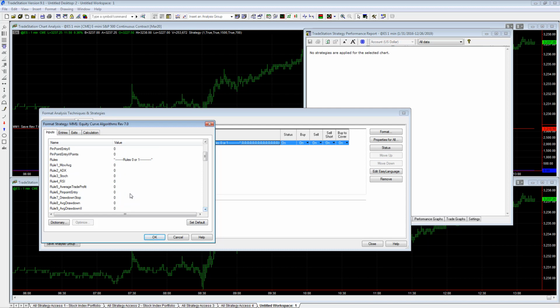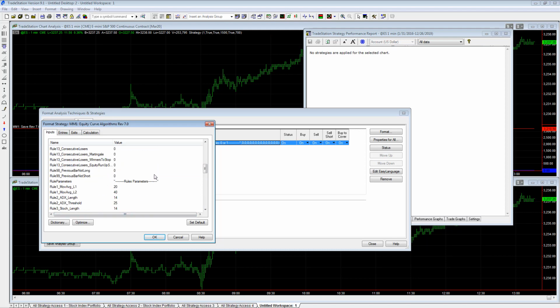We're going to use rule 6, pinpoint entry, and then rule 9, average drawdown. And we are going to go down here, and then we're going to modify the inputs for these two rules. All the other rules are 0, so the inputs for those don't matter. So it looks like a lot of inputs, but we're not using them. We're only using the rules that have a 1 next to them. So rule 6 and rule 9.